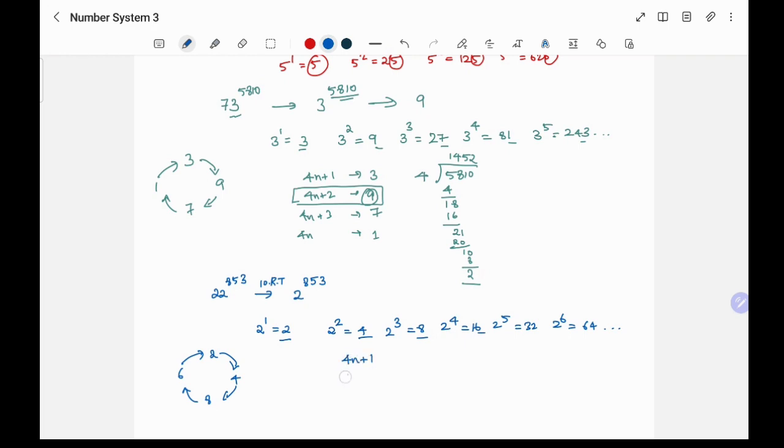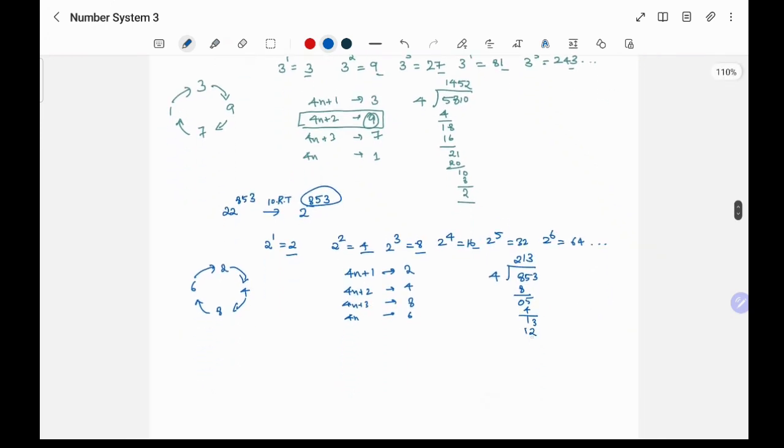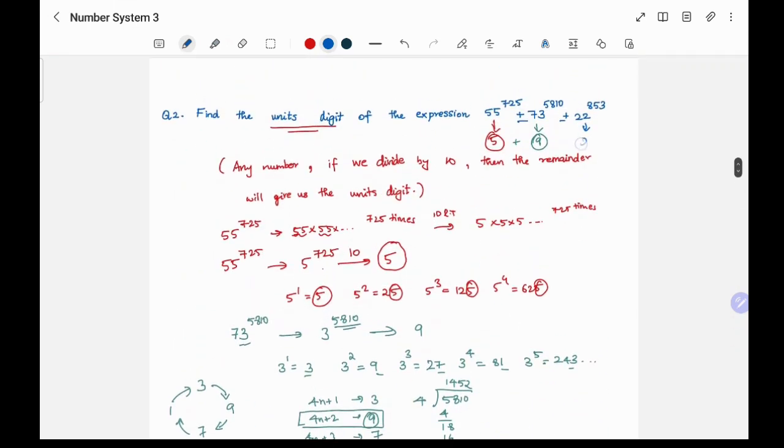So again we'll take 4n plus 1, 4n plus 2, 4n plus 3, and 4n. So this is 2, 4, 8, and 6. And we want to find 853. 853 divided by 4: 2 times 4 is 8, 0, 5 is 1 time 4, 1, 13 is 3 times 4, so 12, remainder is 1. So for 1 it is nothing but 2. So this is equivalent to 2 by the remainders theorem. So this number is 2.